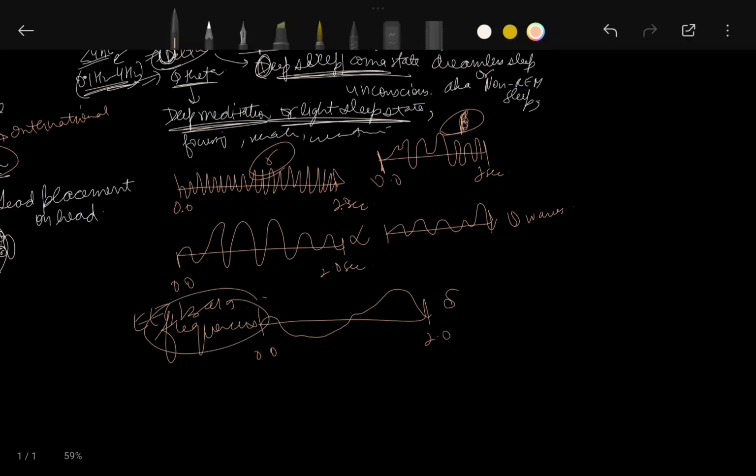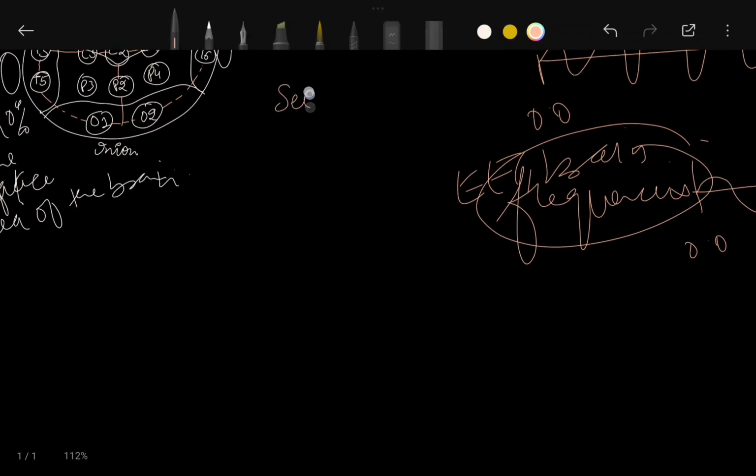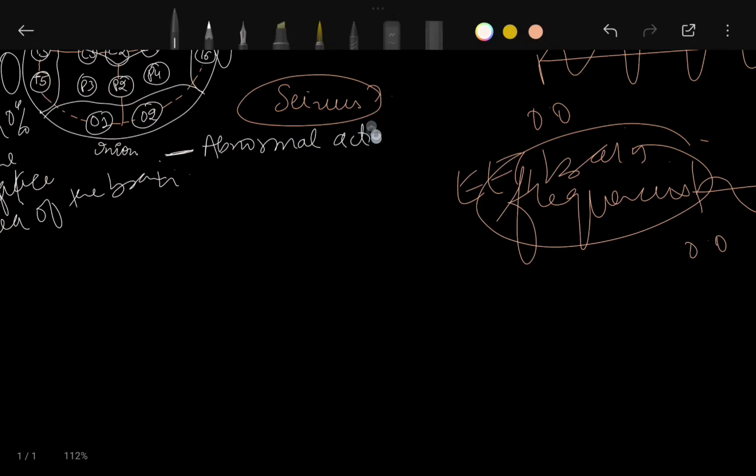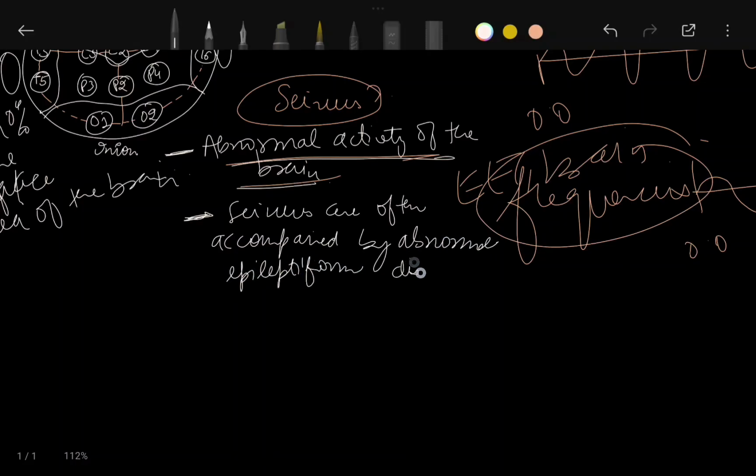Now, seizures. What happens in seizures? These were the normal EEG waves. Now what happens in the state of seizures? When the person is having seizures, an abnormal activity of the brain is recorded. Seizures are often accompanied by abnormal epileptiform discharges. What is the meaning of epileptiform? The waves which are seen in epilepsy.